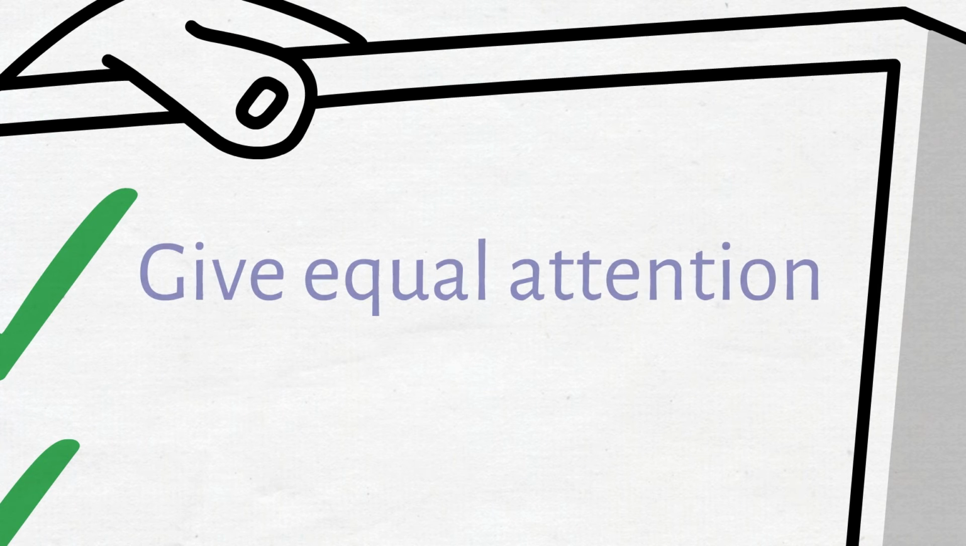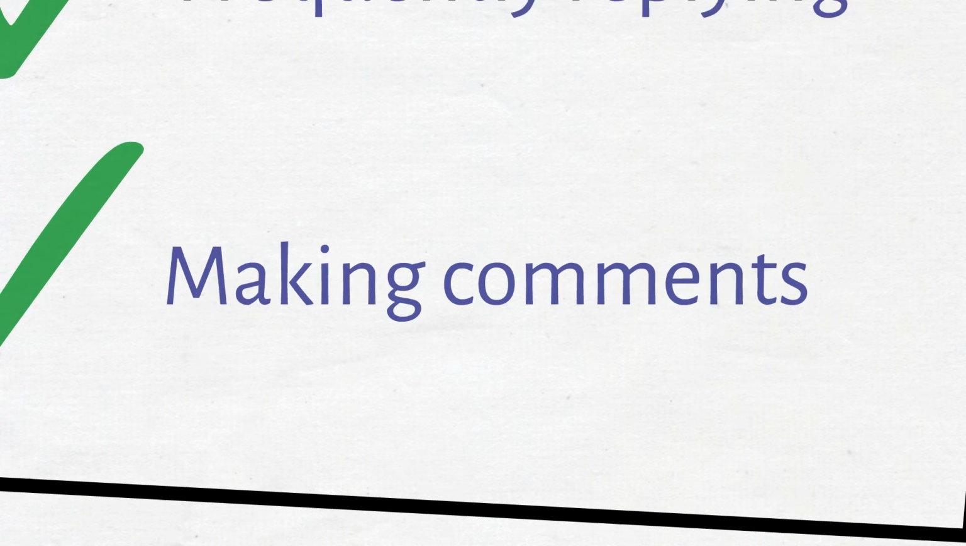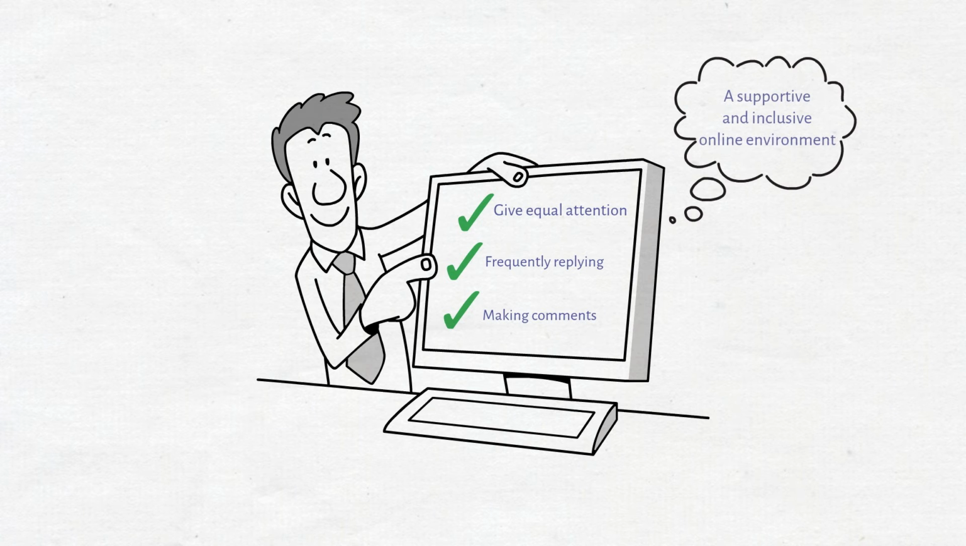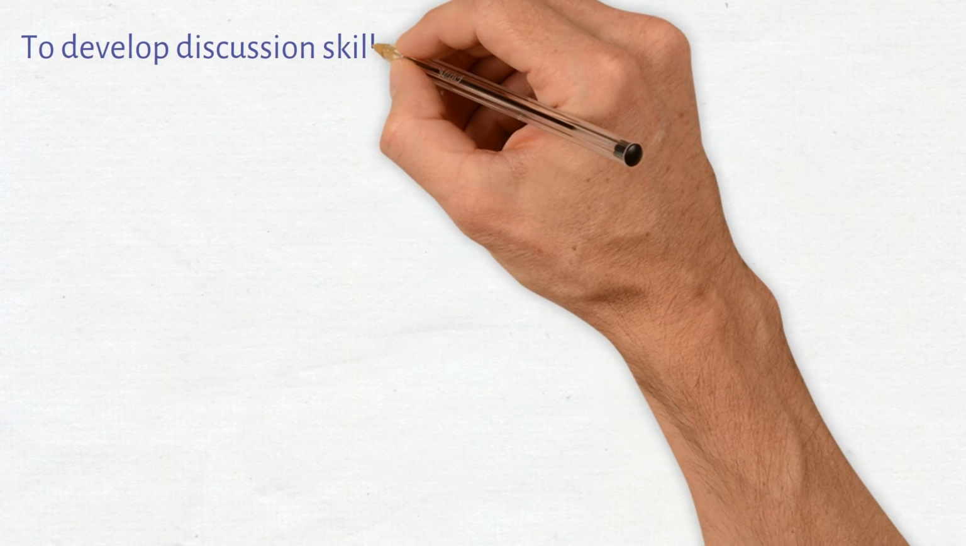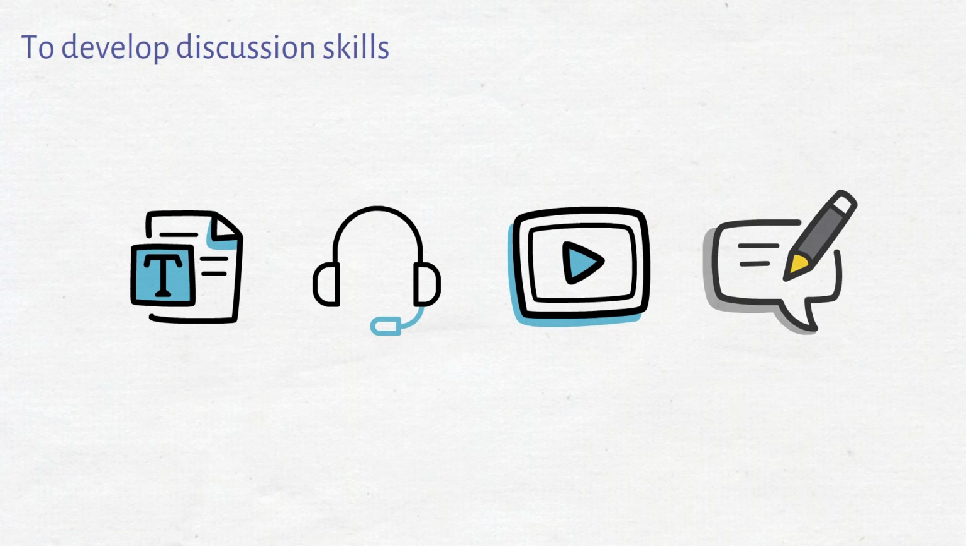To engage the hard-to-reach student, it is important to give equal attention to all students, frequently replying and making comments on students' posts. It is vital for students to see that their teacher is interacting with all students, which implies a supportive and inclusive online environment. To develop different forms of discussion skills and promote student choices and responses, teachers can create activities that allow students to answer questions using text, audio, video, or even drawings.